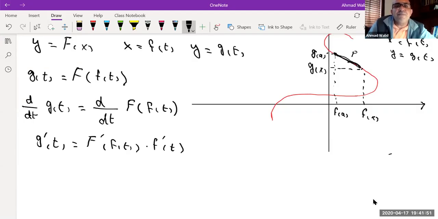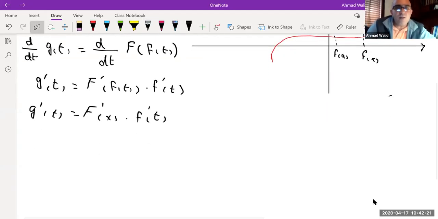What is f of t? Let's replace the value of f of t here. What is your f of t? Your f of t is actually x, right? Then you can write g prime of t equals capital F prime of x times lowercase f prime of t.